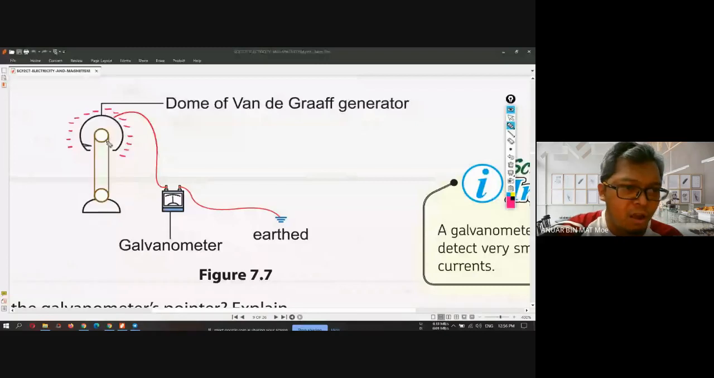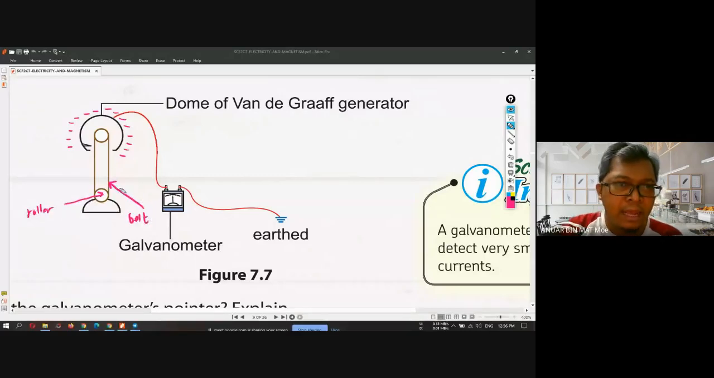So if I turn on the Van de Graaff generator, there will be a friction, right? The friction between the roller and the rubber belt here. Okay, this we already discussed last week.